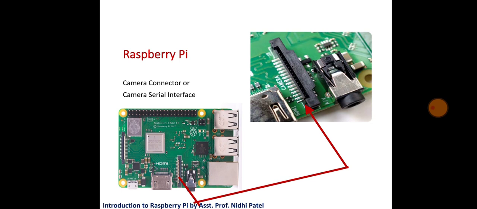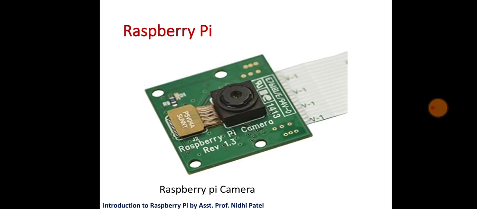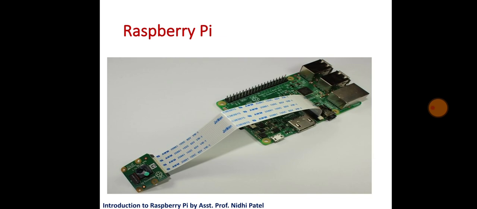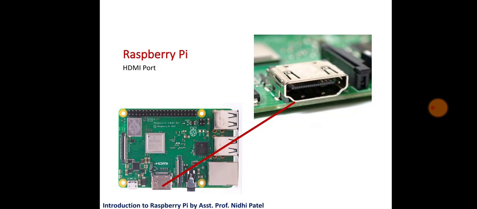Next to the audio jack, there is a camera connector, which is also known as camera serial interface. But it looks something strange, isn't it? It's because the Raspberry Pi camera itself is different from your regular webcams. See, it's shown in the figure. And when it's connected to your Raspberry Pi, it looks something like this. Next to the camera connector, this is the HDMI port to which you can connect your monitor or television to Raspberry Pi.